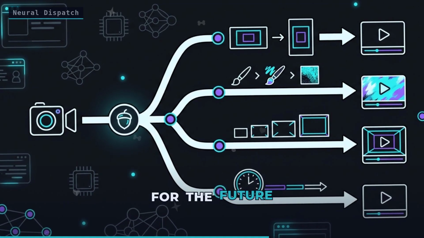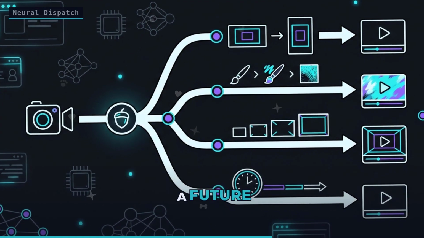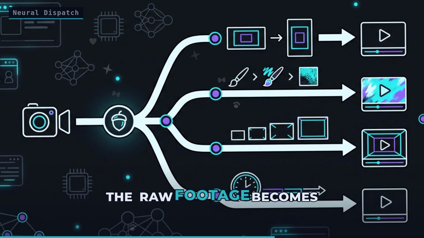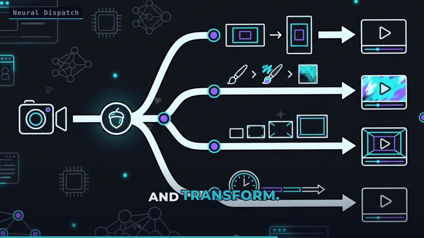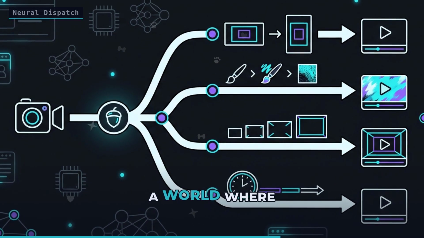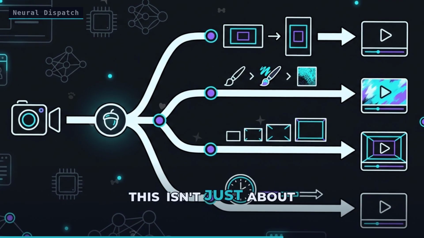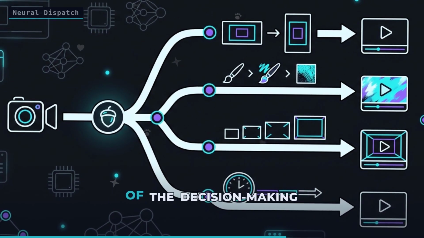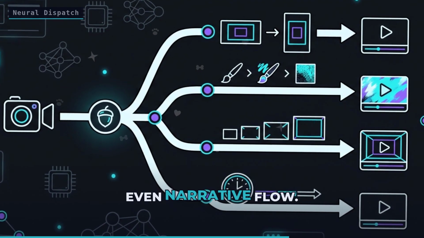What does this mean for the future of video itself? This technology points to a future where what you capture with your camera is just a starting point. The raw footage becomes a seed for AI to reinterpret, expand, and transform. We're moving beyond simple filters and basic edits into a world where AI actively co-creates your content with you. This isn't just about vertical video, it's a peek into a future where AI handles much of the decision-making around framing, composition, and even narrative flow.